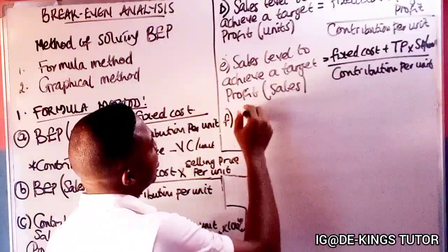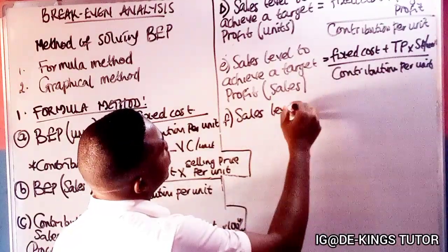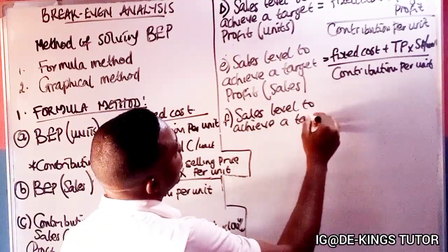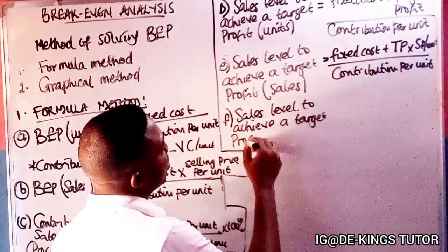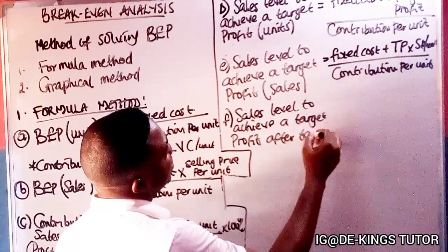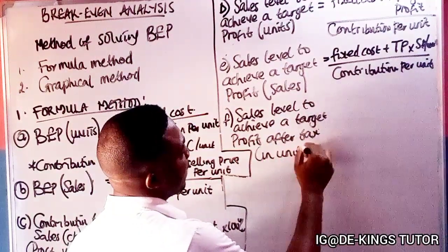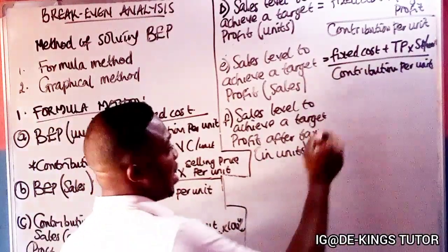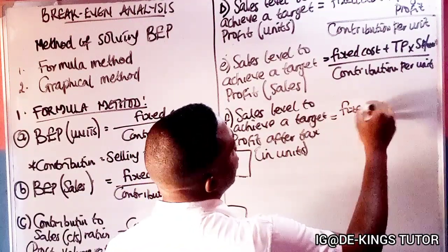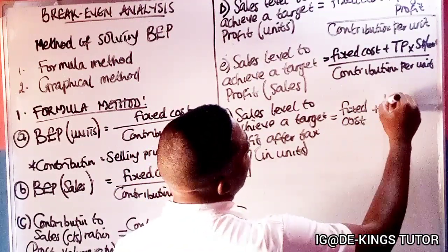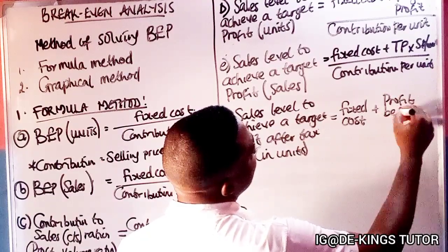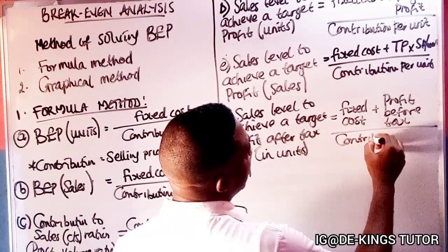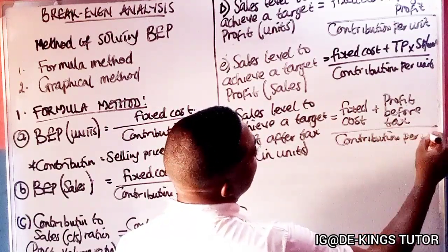Now F is sales level to achieve a target profit after tax in units. It will be the fixed cost plus profit before tax divided by the contribution per unit.